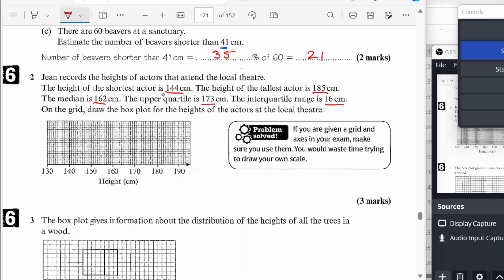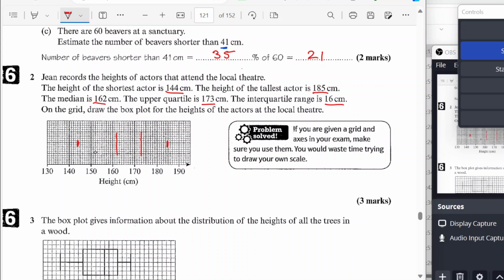But it gives you the interquartile range rather than one of them. So let's just put that information in. The shortest was 144, so that would be that point there. The tallest is 185, so that would be that point there. The median is 162, so that's going to represent my line for my box there. And the upper quartile is 173, which would be that line there. And then we're told the interquartile range was 16.